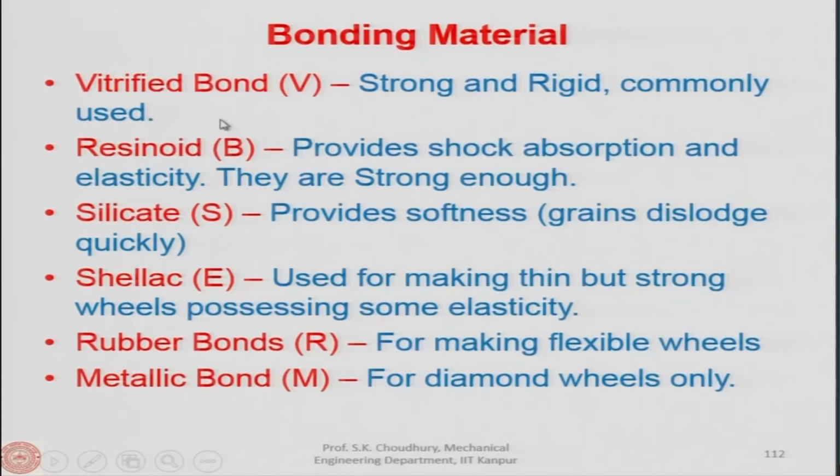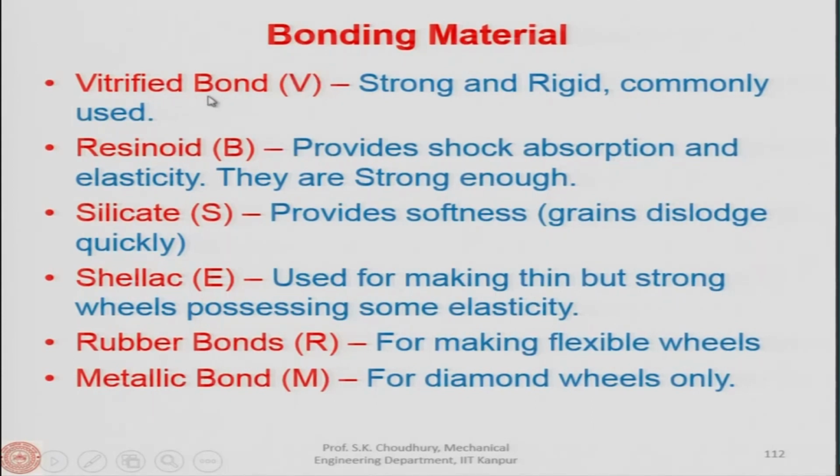In the bonding material, there are various bonding materials, particularly these 6 bonding materials I have noted down. These bonding materials are vitrified bond, resinoid, silicate, shellac, rubber bonds and the metallic bond. So, these are the most important binding materials which are used in case of the grinding wheel.